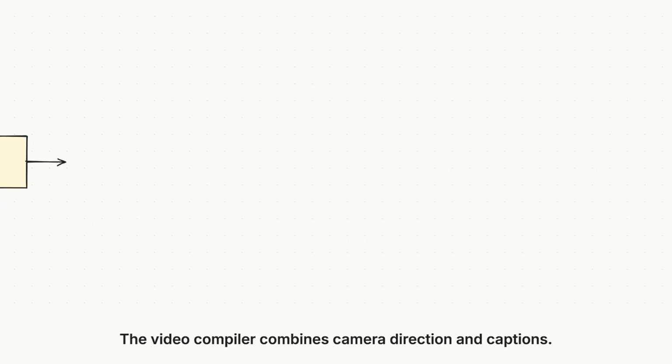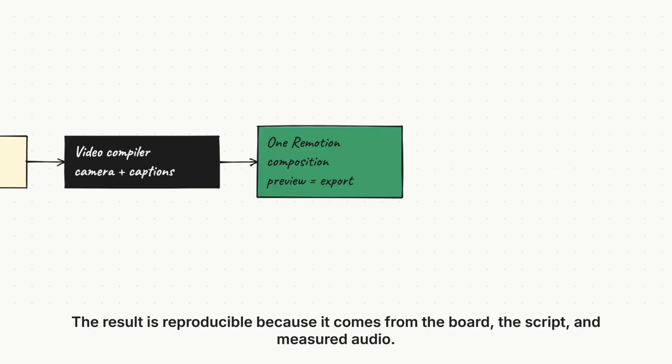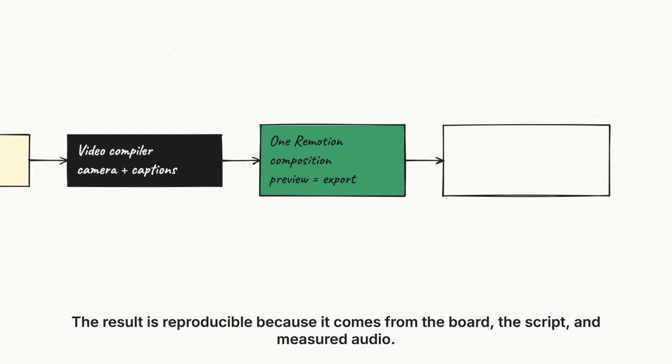The video compiler combines camera direction and captions. One Remotion composition is both the preview and the export, then produces OTIO or OTIOZ alongside MP4 output. The result is reproducible because it comes from the board, the script, and measured audio.